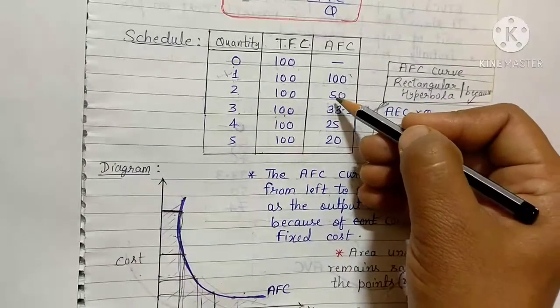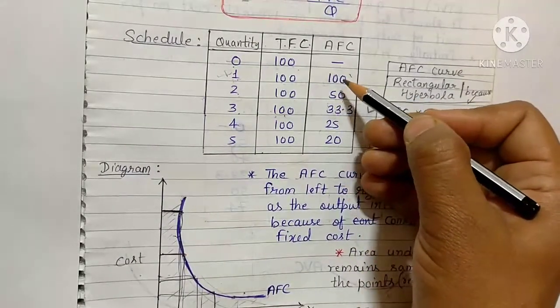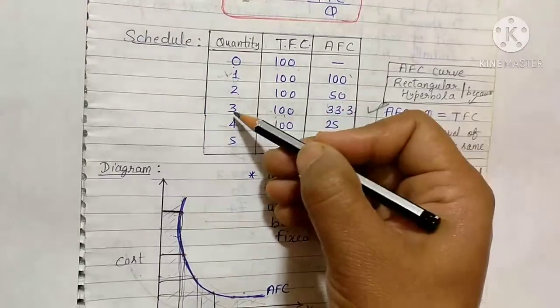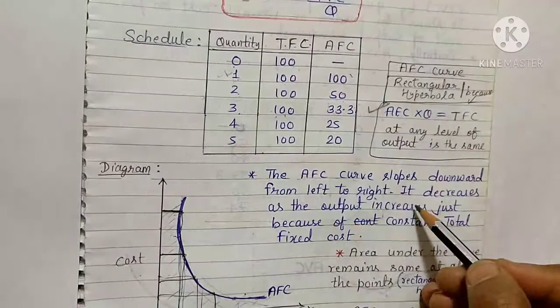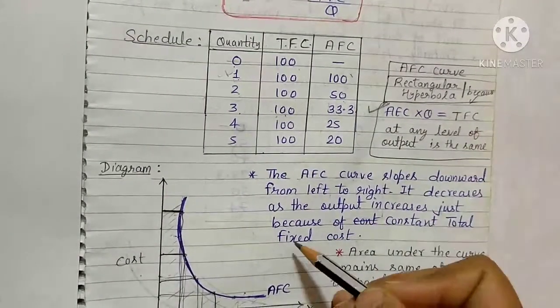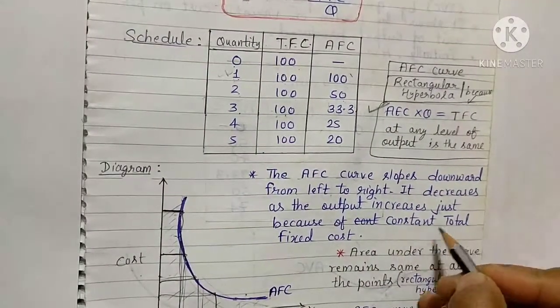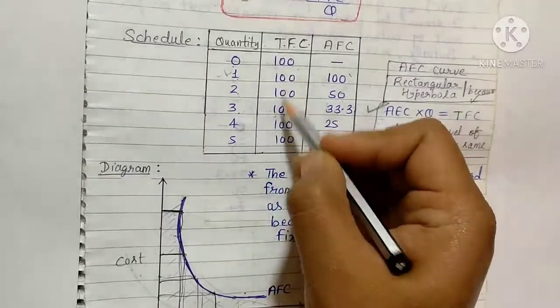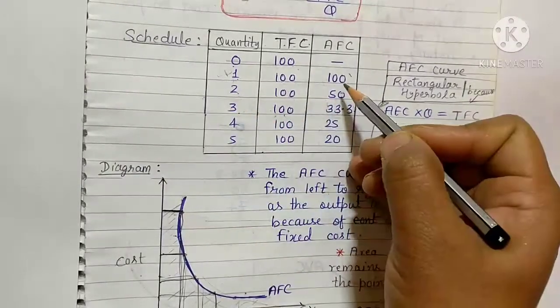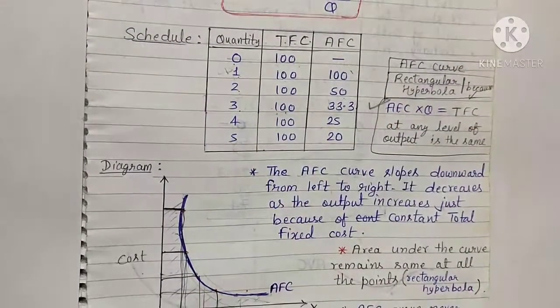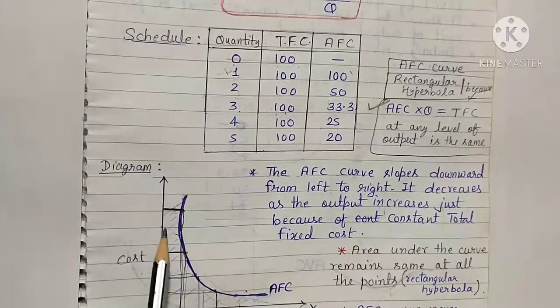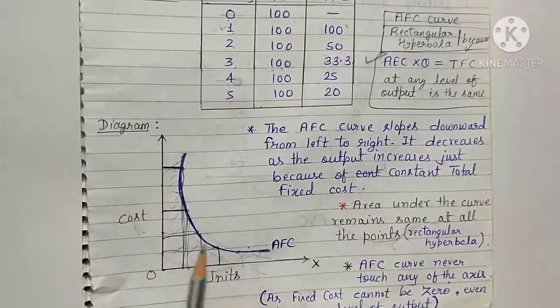It seems less. Our average fixed cost starts decreasing as our units increase. Okay, in the same way we have done here. So it decreases as the output increases, just because of constant total fixed cost, because our total fixed cost is the same. That's why our average fixed cost is decreasing as our quantity increases. Okay, now, as I asked you, why is this curve called rectangular hyperbola?